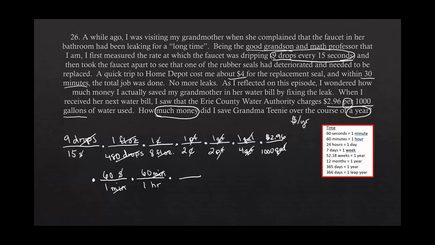Okay. We know that there are 24 hours in a day. Again, we're just kind of following this right down, right? Put the 24 hours in the top so our hours cancel. Almost there. And then we know that there are 365 days in a year. We're not going to worry about that leap year. Put the 365 days in the top so that my days cancel, equivalent to 1 year in the bottom.